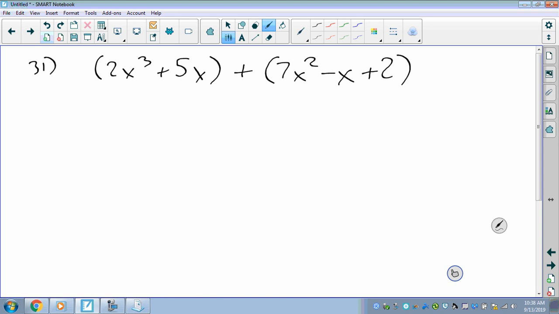X cubed. Yeah, what am I adding? How many x cubes am I adding to it? Well, there's 2x cubes over here. How many x cubes are over here? None. Do you see any x cubes in the second one? An x squared and x in the 2, right? 0. So nothing. So what am I going to bring down? Just the 2x cubed, okay?